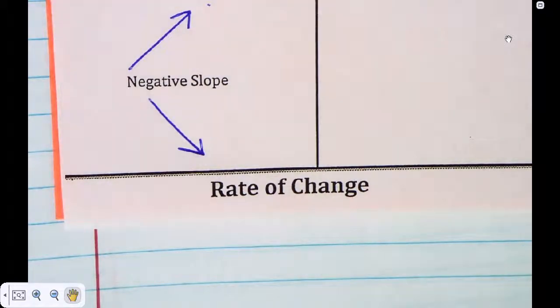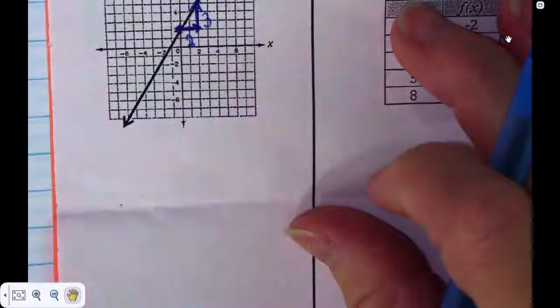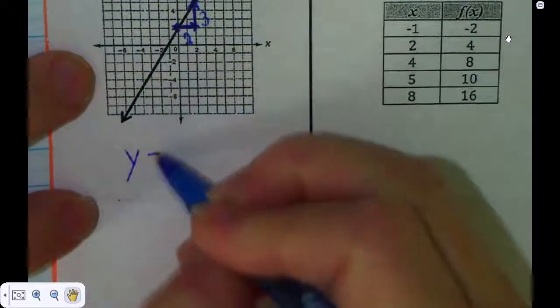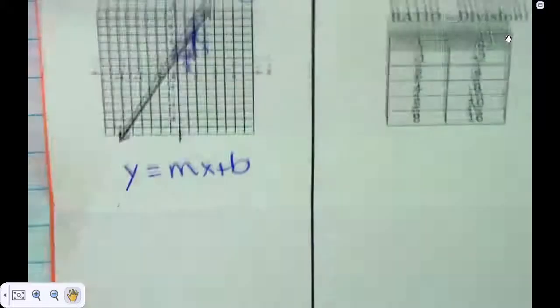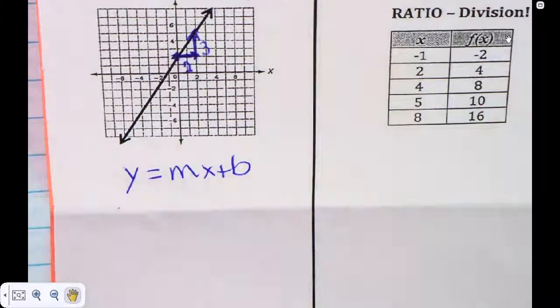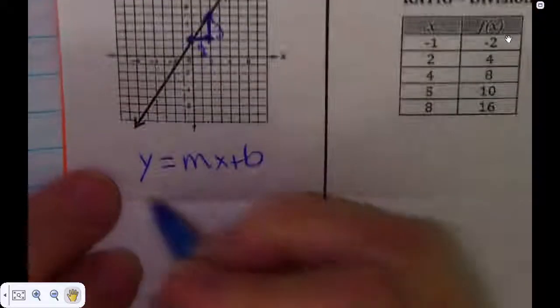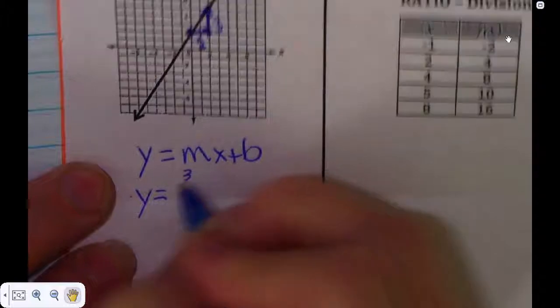Okay? Oh, so now, look, we're going to do something. I'm going to show you something that works out every time. So everybody write y equals mx plus b. Who knows what the m stands for? The slope. Good. The m stands for the slope. All right. So what did we discover the slope was up here? 3 over 2.